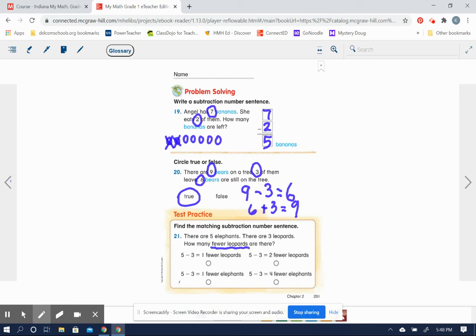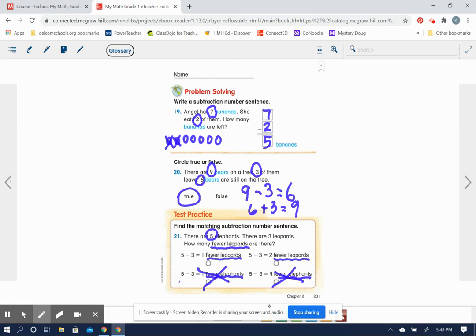So let's look at the answers. This first one says fewer leopards. This one says fewer leopards. This one says fewer elephants. That one is not going to be the answer because they're saying fewer elephants. They want to know how many fewer leopards. So it could be this one, it could be this one, and this one says fewer elephants. So we know it's not that one either. So it's going to be one of these top 2.